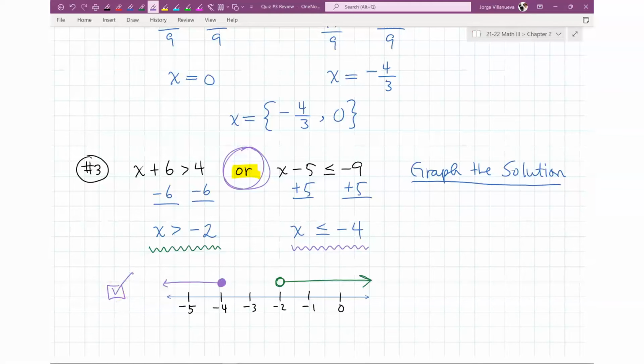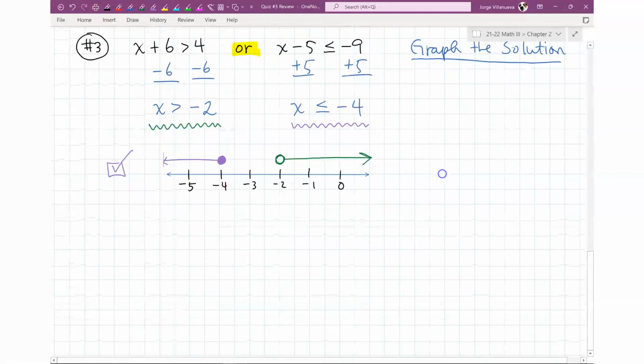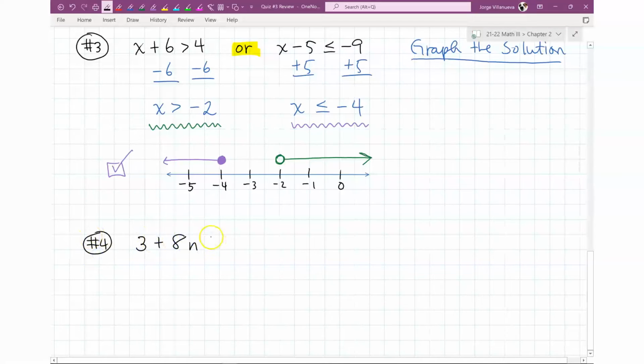All right? Now, let's try one that's an AND problem, okay? We'll try an AND problem right now and see how that works out. So, let me write it out. 3 plus 8n is greater than or equal to 7 plus 7n. Oh, I'm sorry. I just wrote the wrong one. This is supposed to be, this is an OR. I'm sorry. I apologize. 9m minus 1 is less than or equal to negative 55. And negative 1 plus 6m is greater than negative 49.